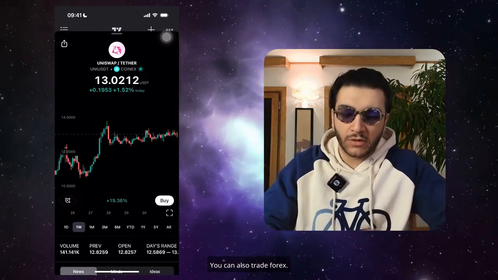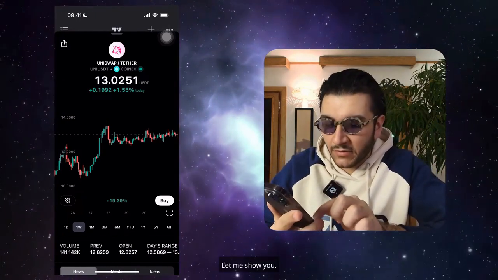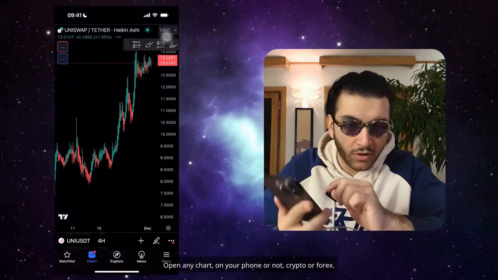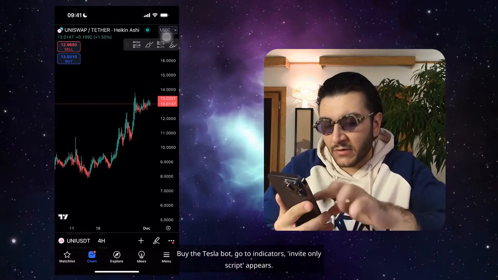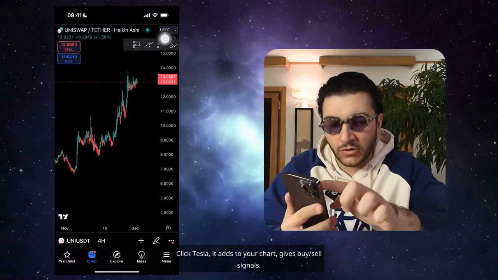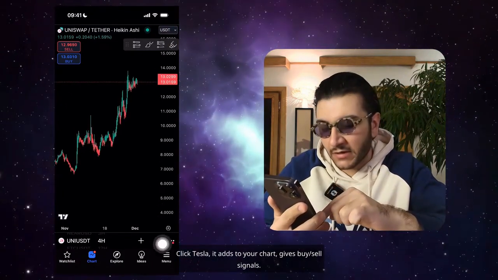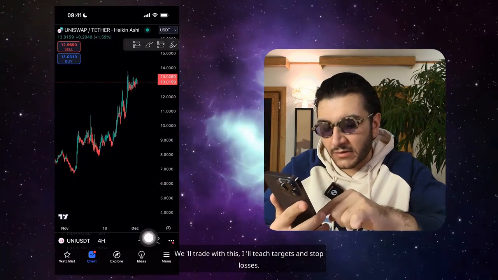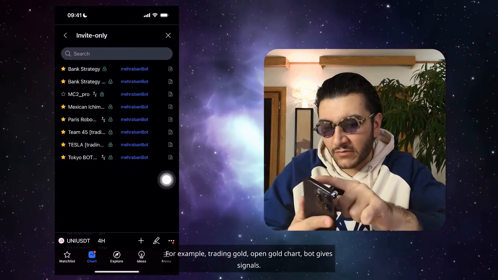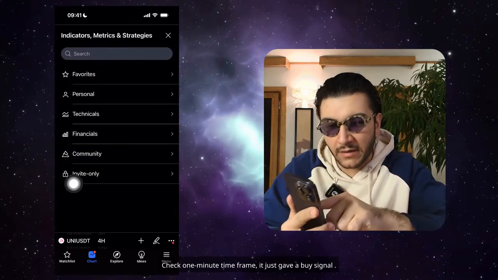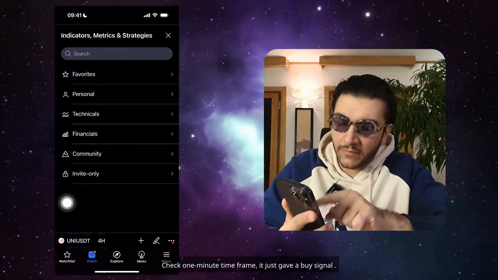You can also trade forex. Let me show you. Open any chart on your phone or not, crypto or forex. Buy the Tesla bot, go to Indicators, invite-only script appears. Click it, your bot shows. Click Tesla, it adds to your chart, gives buy-sell signals. We'll trade with this. I'll teach targets and stop losses. You can trade forex too. For example, trading gold, open gold chart, bot gives signals, check 1 minute time frame. It just gave a buy signal.